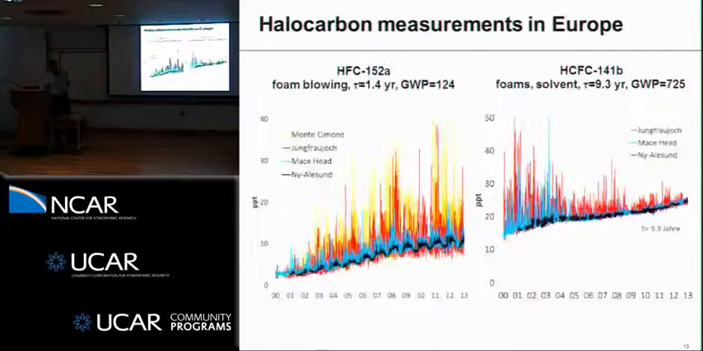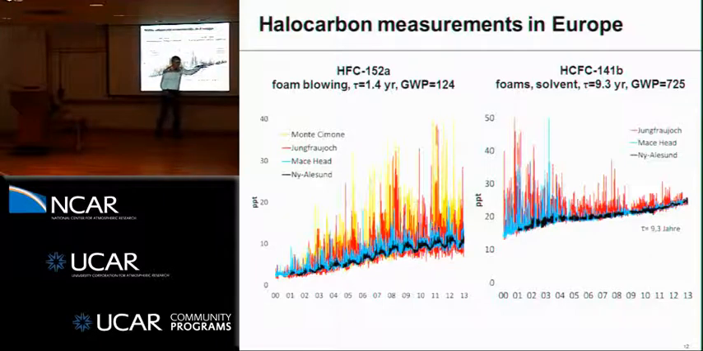So here, 2 more species, HFC 152A with a short lifetime of 1.4 years. Therefore, you see some seasonal variation in this, but also many spikes. And here, HCFC 141B, this is the first generation of replacement compounds, so it still contains chlorine, and therefore it has been banned. And you see that the magnitude of the peaks is decreasing with time, because in the industrialized countries, it's not allowed to use it anymore.